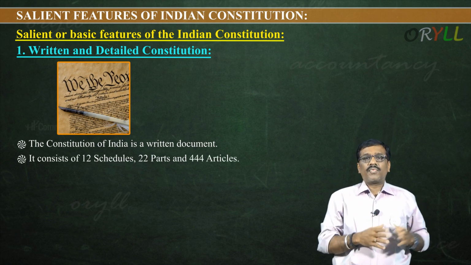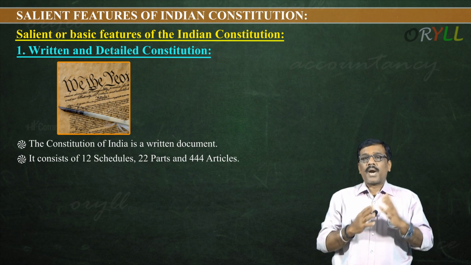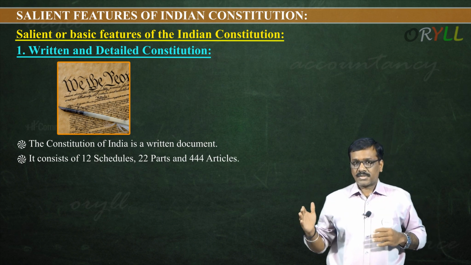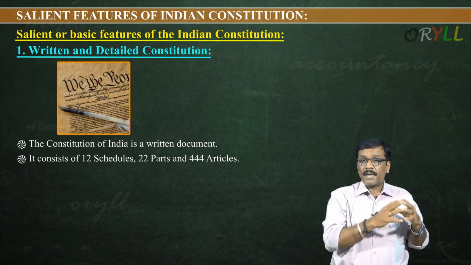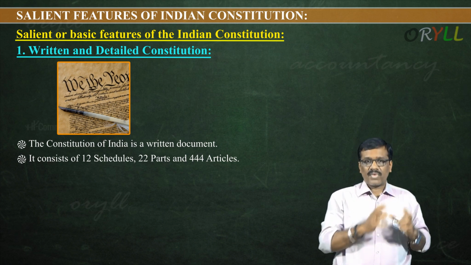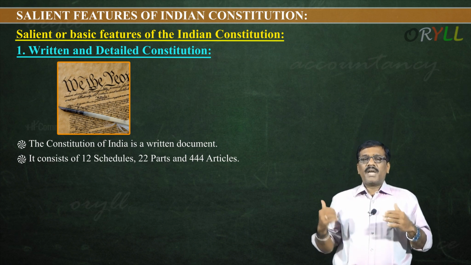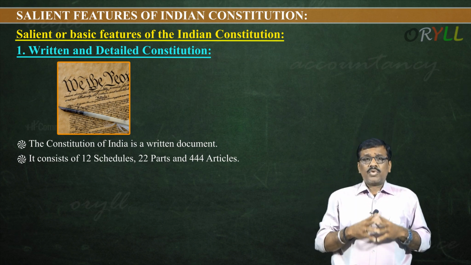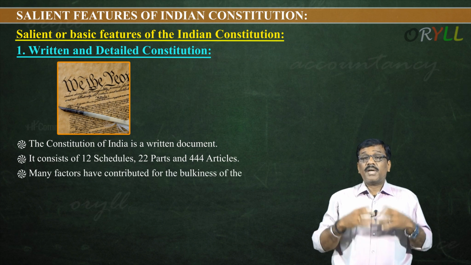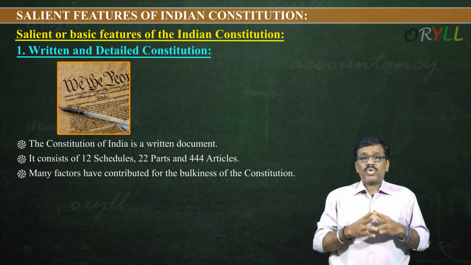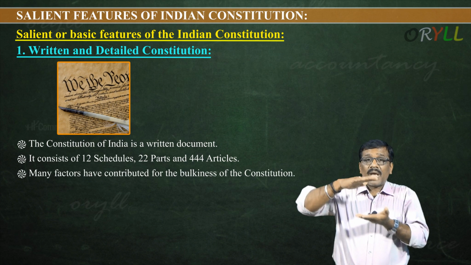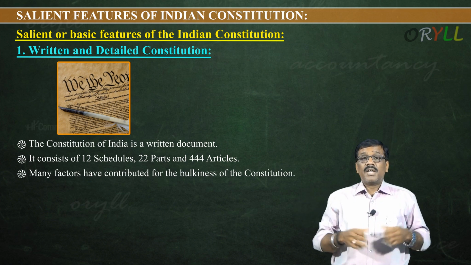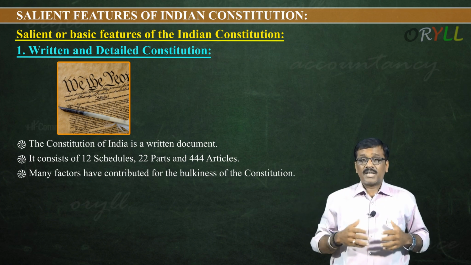It consists of 12 schedules, 22 parts and 444 articles now. But earlier when it was framed, it had 395 articles. So over a period we have added and deleted. Today's number is this. Many factors have contributed to the bulkiness of the constitution. You know why our constitution is so bulky? The reason is the diversity of our culture, our country.